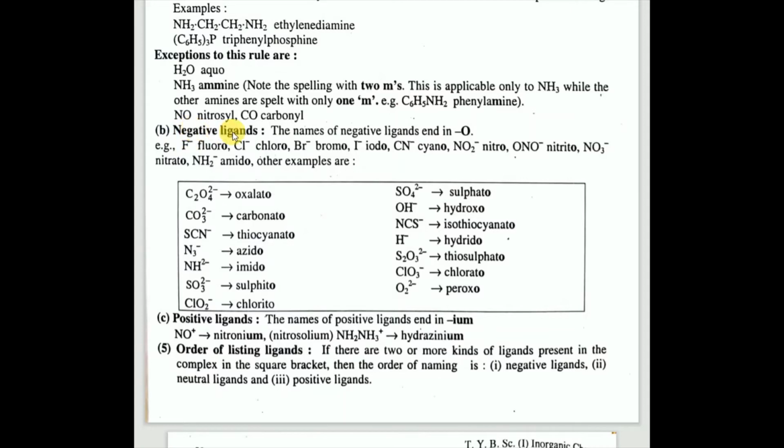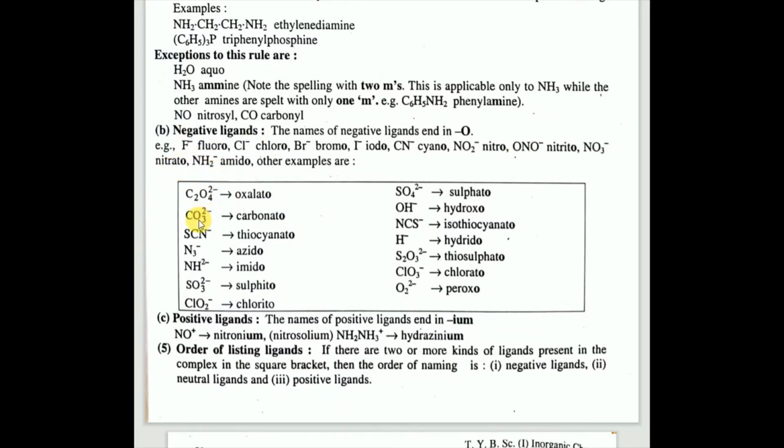So when ligands are negative, then at that time we can join the O at the end of the negative ligand. See here, if the ligand is fluorine, we can write fluoro. If the ligand is chlorine, we can write chloro. For bromine, bromo. Iodine, iodo. Cyanide, cyano. Then nitro. Then nitrite, nitrito. Then nitrate, nitrato. Then amide, amido. In this way.